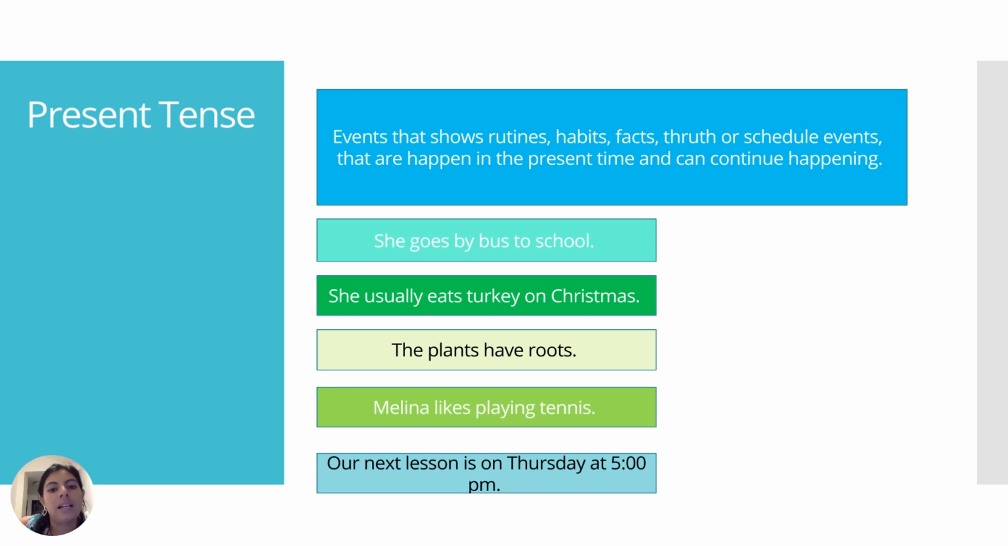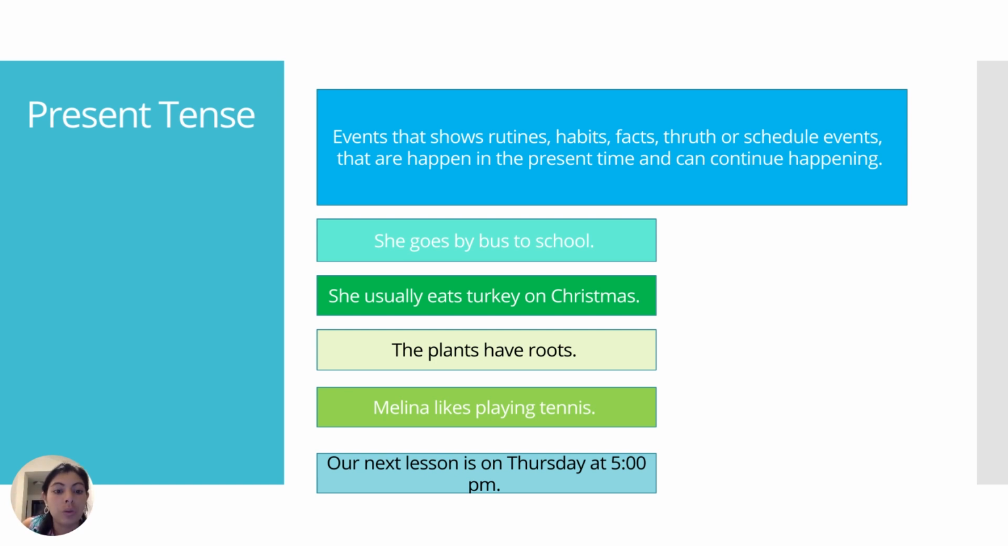Then we have this, a habit. A habit is something that maybe we do not know exactly every day, every time, but it's something that we do frequently. For example, she usually eats turkey on Christmas. Christmas, as we know, is not every day. Christmas is once a year. So every time that it is Christmas, she usually eats turkey, and this is a habit.